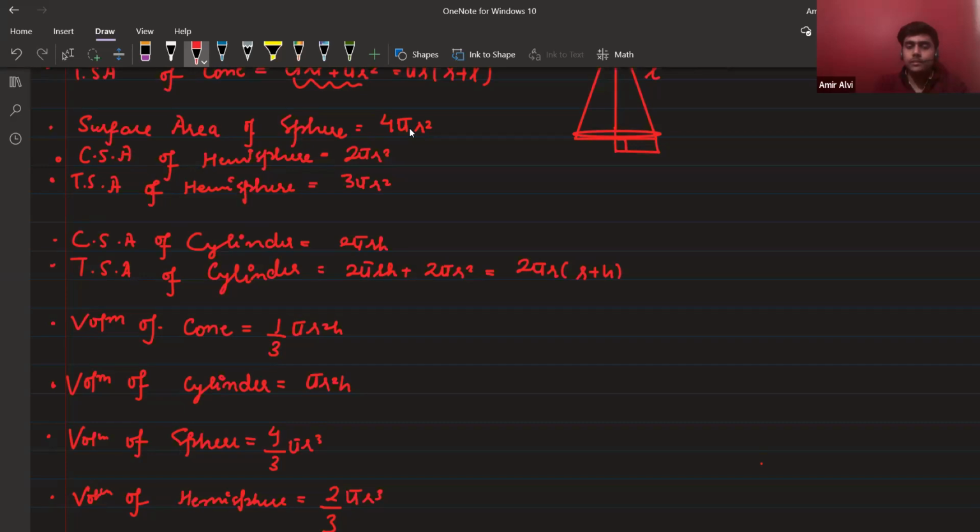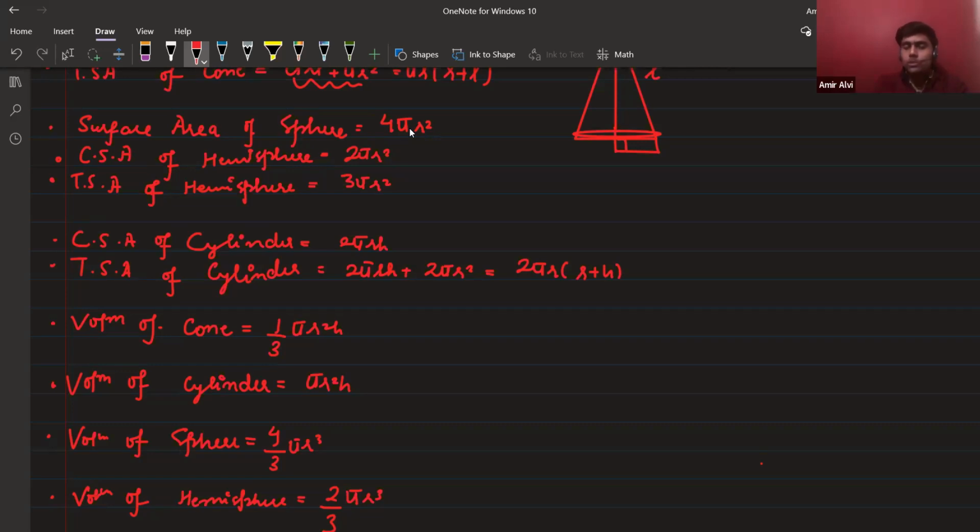Yes, dear. It's correct. There is no difference between the curved and total surface area of a sphere. This is the only figure in which the curved and total surface area are the same. Clear? Everybody got it? Yes or no?